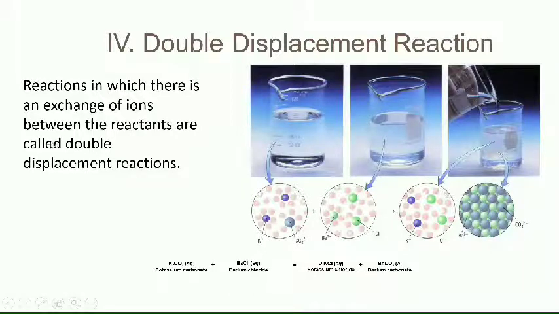Then the next type of reaction is double displacement reaction. The reactions in which there is an exchange of ions between the reactants are called double displacement reactions. So in this illustration and in this reaction, we can look here. This is potassium carbonate, and whenever it is reacting with barium chloride, please notice it carefully. Here potassium carbonate is reacting with barium chloride, and there is an exchange of ions.